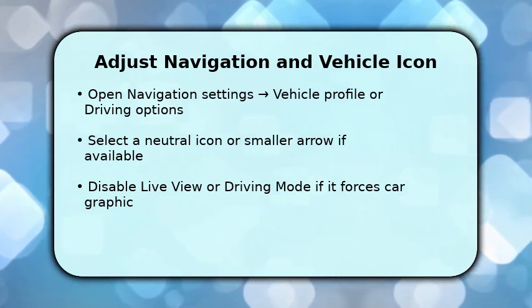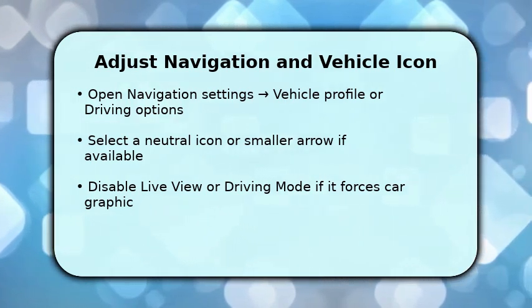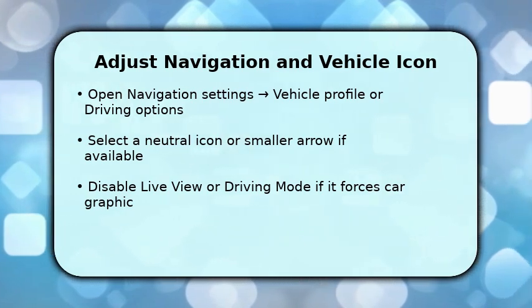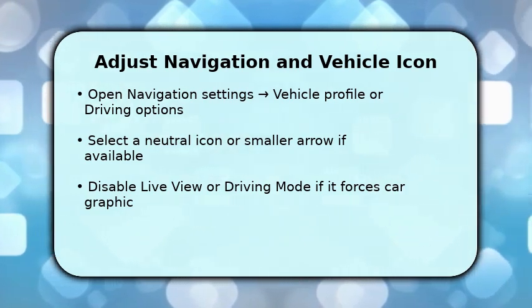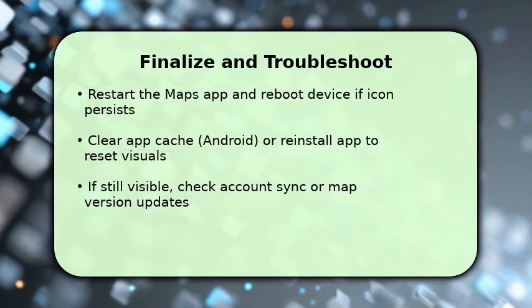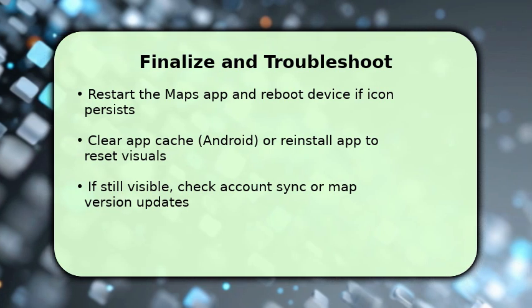Make the change, then close and reopen Maps to ensure the new visual choice loads correctly. This forces the app to redraw your current location marker. To finish, restart Maps and verify the car icon is gone. This step forces settings to apply.